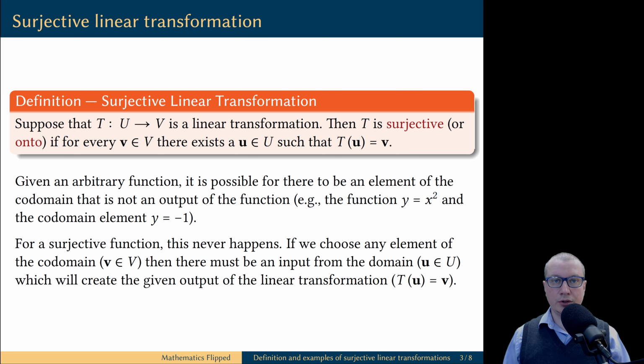In general, not all elements of the codomain are values of the function. For example, if we look at the square function, which we can think of as a function from real numbers to real numbers, then -1 is not a value of the function. Therefore, this function is not surjective. But this will never happen with surjective functions. Every element of the codomain is a value of a surjective function.